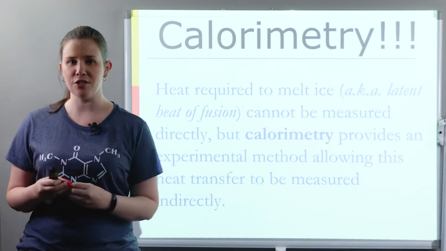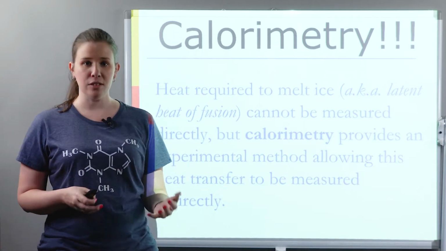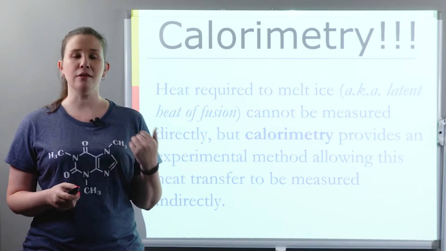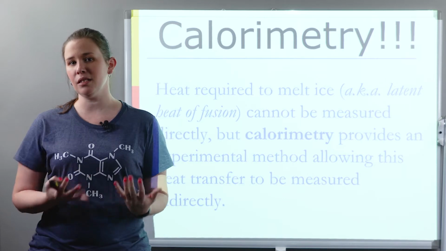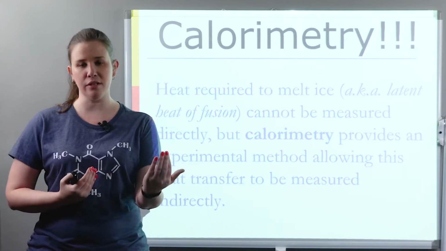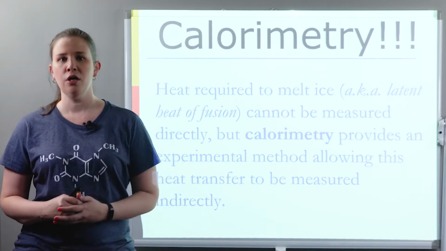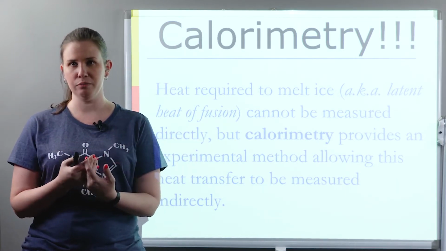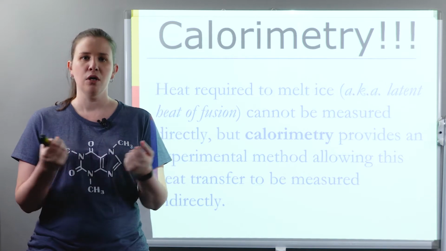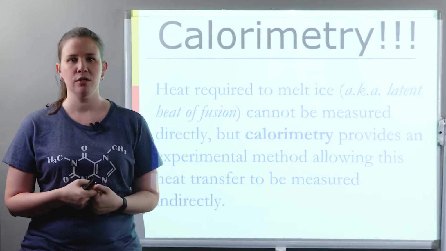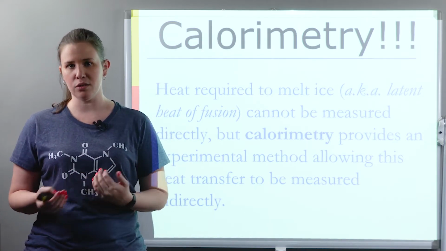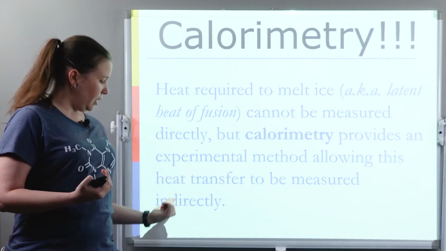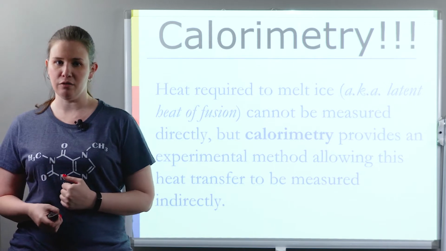So to add some definitions to this real quick, melting is a process that requires a certain amount of heat, and that heat has a special name, the latent heat of fusion. Latent basically means hidden, so it's not very obvious that there's heat involved since there's no temperature change. And heat of fusion refers to bringing those particles closer together, strengthening those intermolecular forces. So the amount of heat required for melting is known as the heat of fusion. Calorimetry is going to allow us to indirectly measure that heat of fusion.